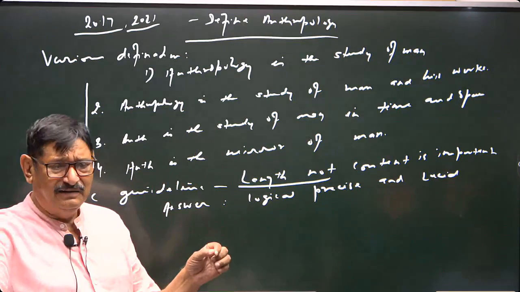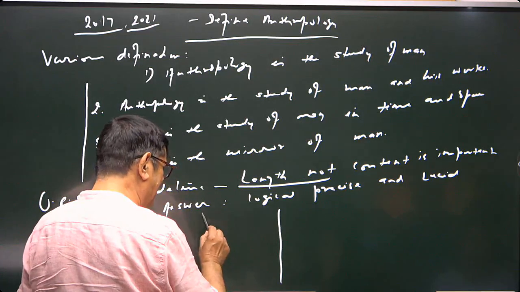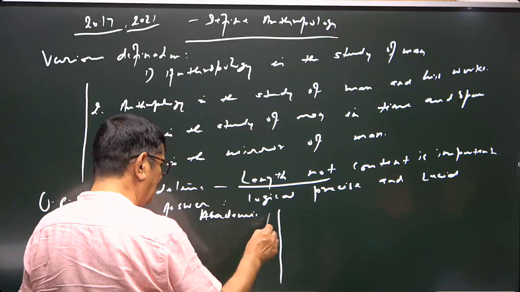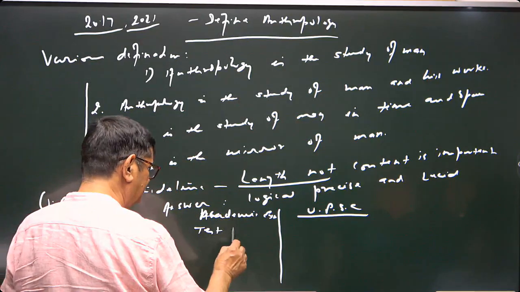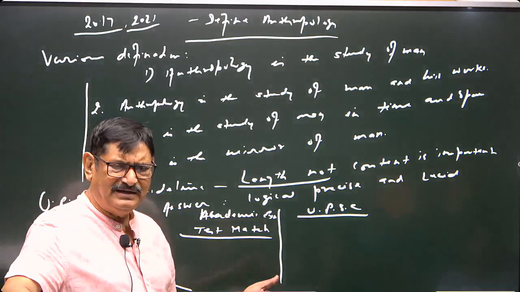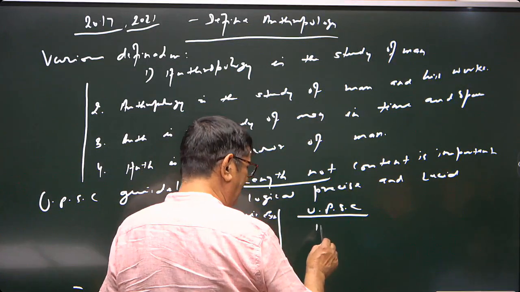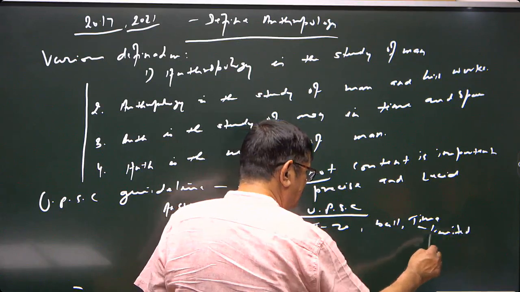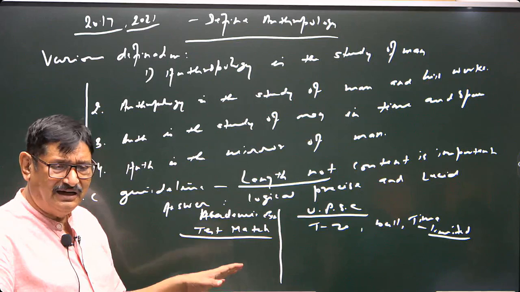UPSC guideline is just like a cricket match. An academic or university exam and the UPSC exam are different. A university exam is just like a test match in which the player remains on the crease and makes runs. He does not care for the time. UPSC exam is just like a T20, where balls and time are limited. Here, the player has to play under pressure. Words are limited, time is limited.